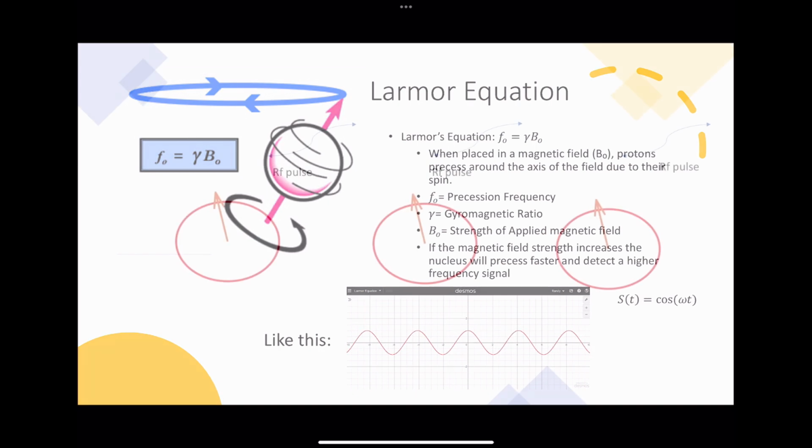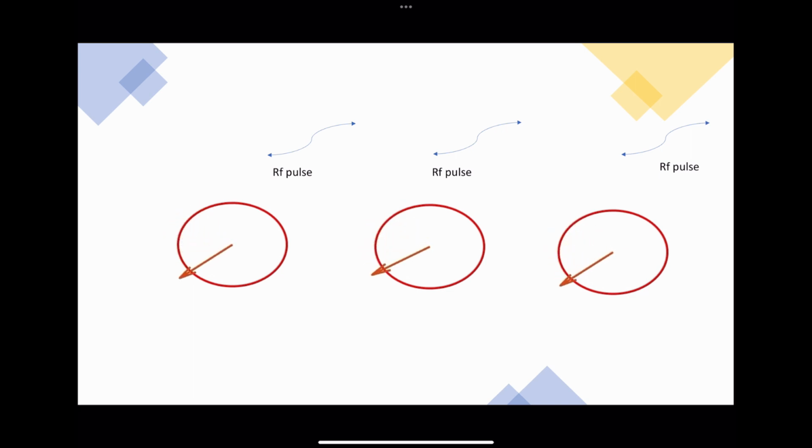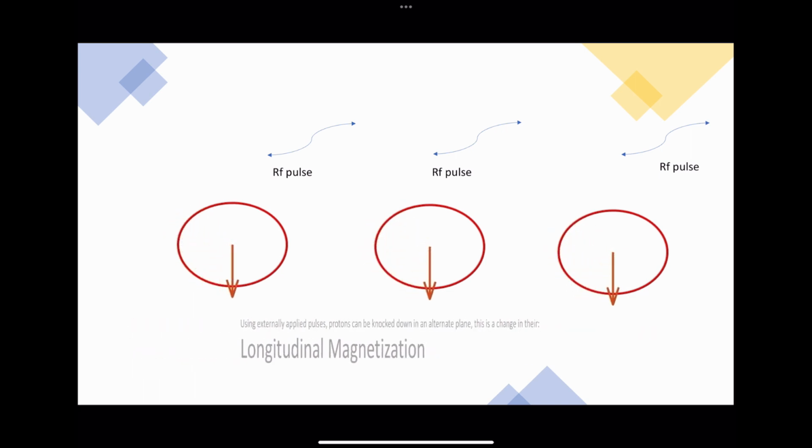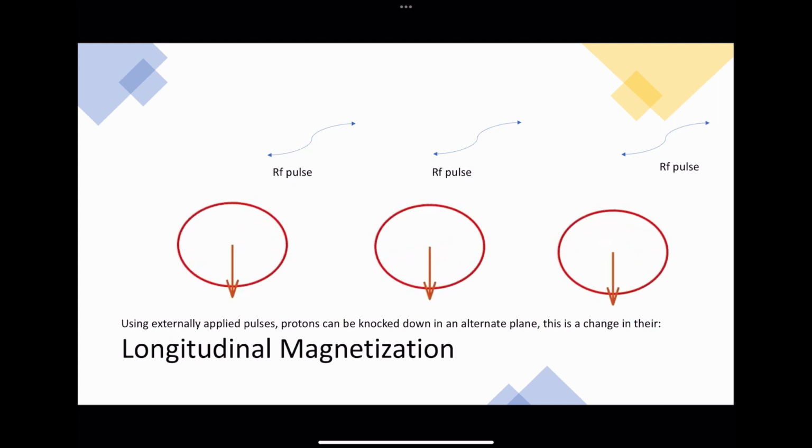In MRI, externally applied radio frequency pulses manipulate magnetization. These pulses can knock protons down from their equilibrium state in the longitudinal direction into an alternate plane, altering their longitudinal magnetization. The degree of this alteration, known as the flip angle, is determined by the strength and duration of the RF pulse. It's crucial to note that the net magnetization vector, representing the collective alignment of proton spins, undergoes this flip. Additionally, understanding the longitudinal direction as vertical and the transverse direction as horizontal is essential for comprehending MRI principles.